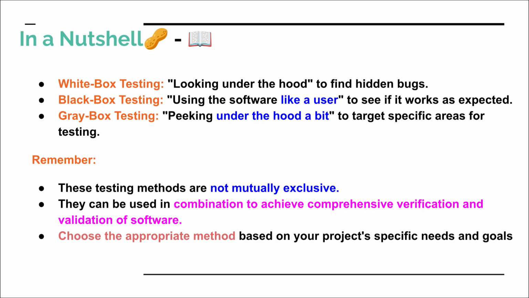Let's recap the key takeaways. White box testing is like peeking under the hood of a car to find hidden problems. Black box testing is like using the software as a user to see if it works as expected. Gray box testing is like looking under the hood a little bit to target specific areas. Remember, these testing methods are like different tools in the toolbox, as we just discussed. Choose the right tool for your job. Decide which testing methods are best suited for your project based upon project-specific needs and goals.